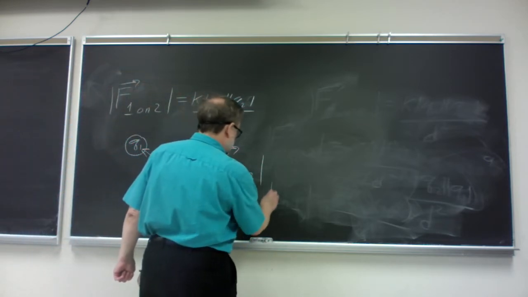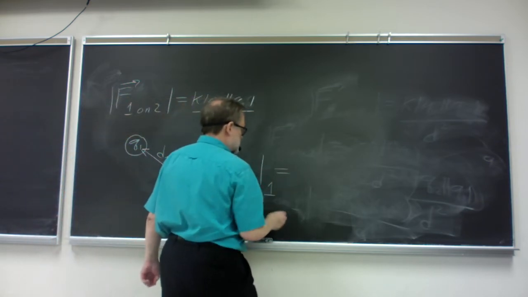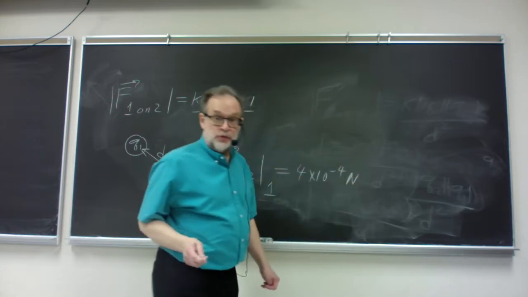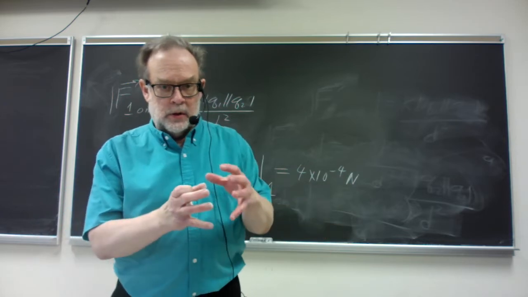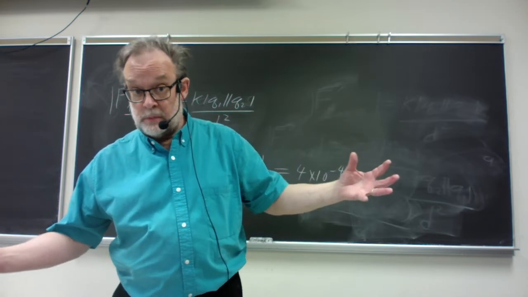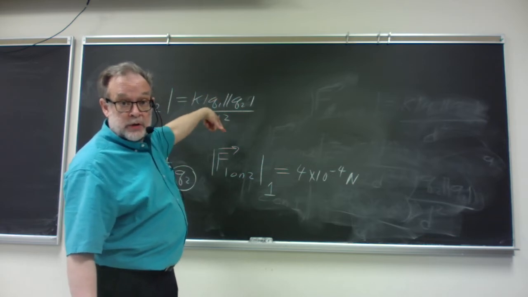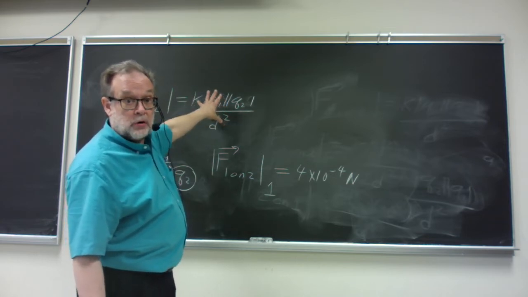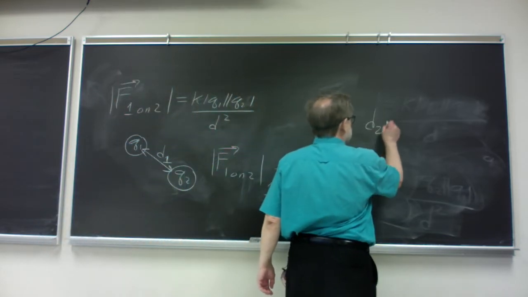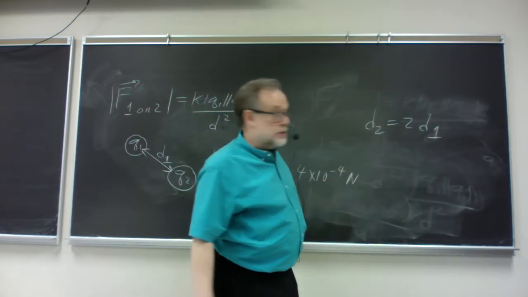Let's say that in that case, the force is 4 times 10 to the minus 4 newtons. Now, you take those two charges and you pull them farther apart so that now they're twice as far apart as before. Right? D has increased, so the denominator of this fraction has increased, so the fraction overall is smaller. The force is weaker. So exactly how much weaker when the new distance between the charges is twice what it used to be?